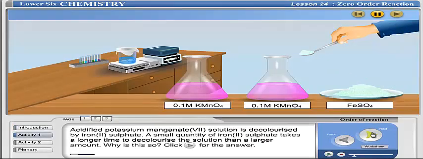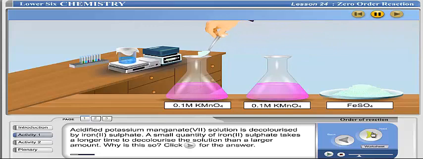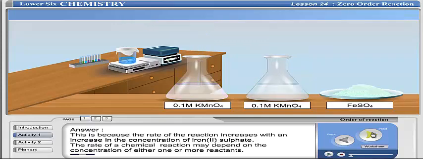Acidified potassium manganate(VII) solution is decolorized by iron(II) sulfate. A small quantity of iron(II) sulfate takes a longer time to decolorize the solution than a larger amount. Why is this so? Click next for the answer. Answer. This is because the rate of the reaction increases with an increase in the concentration of iron(II) sulfate.